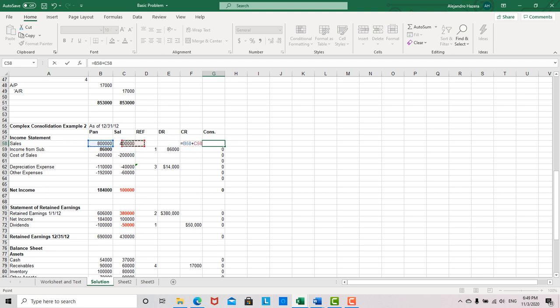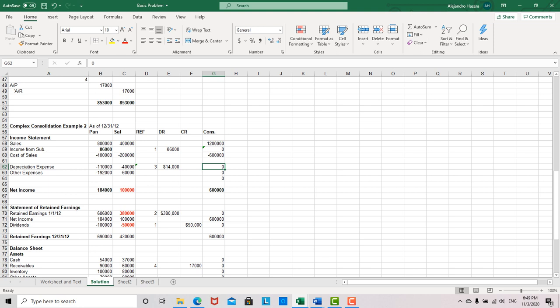800,000 plus 400,000 gives you a company with $1.2 million in revenue. Income from sub minus income from sub gives you income from sub of 0. Should always be that number. Cost of goods sold is easy. Cost of goods sold is 400,000 minus 200,000 gives you that number right there, minus 600,000. Now I don't know why I left the line in there. Probably because there's some old non-controlling interest.